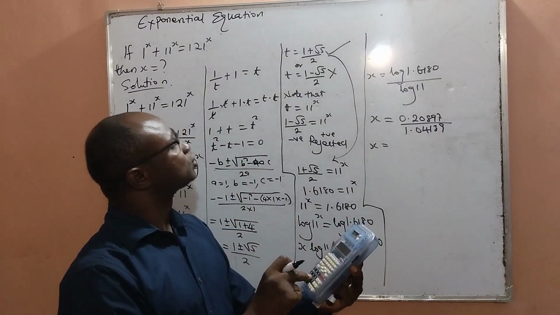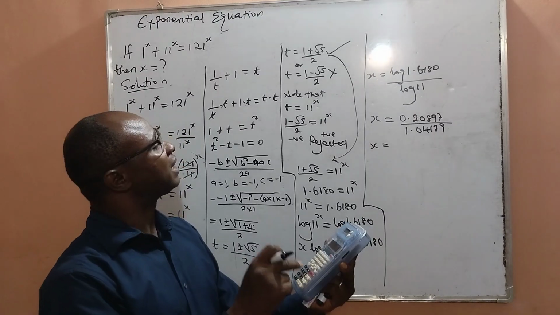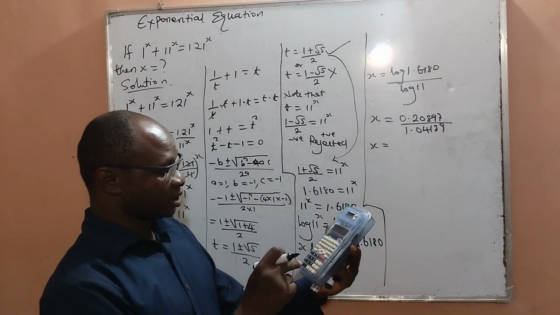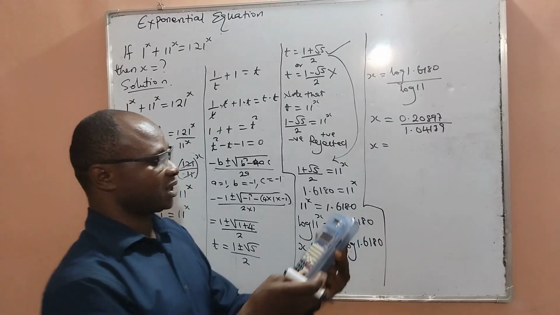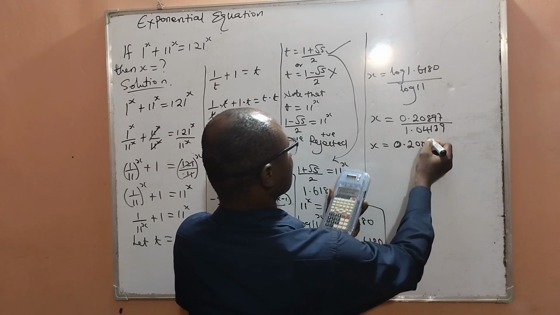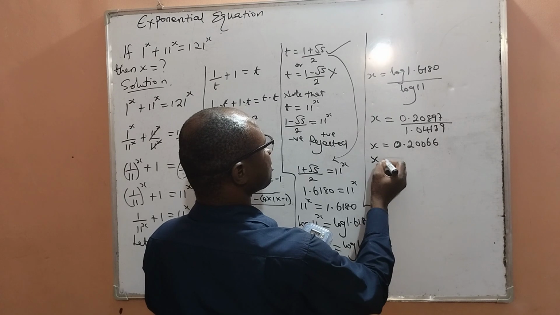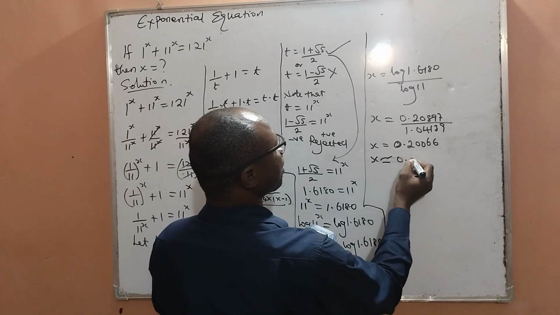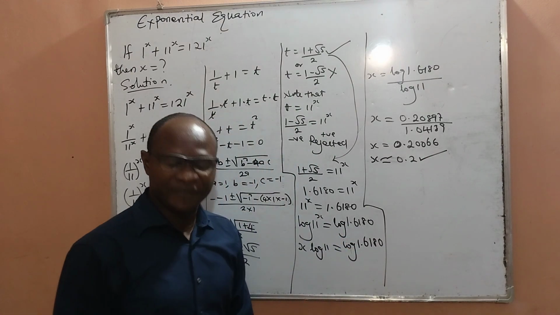Let's take the division and that will give us the exact value of x. Therefore, 0.20897 divided by 1.04139 will now give us 0.20066. So x is approximately 0.2 to the nearest one decimal place.